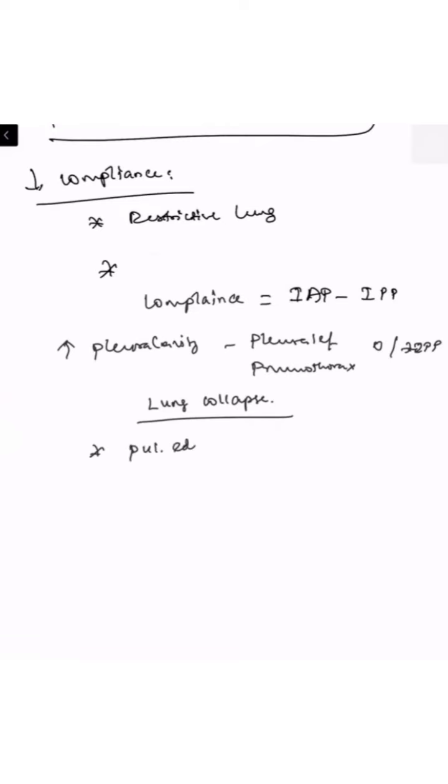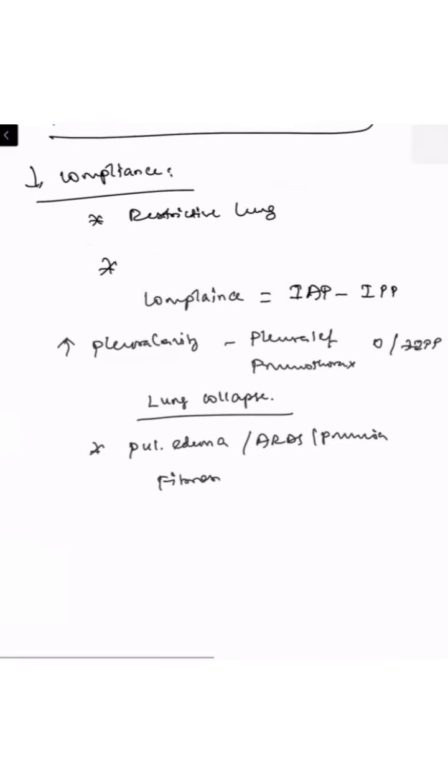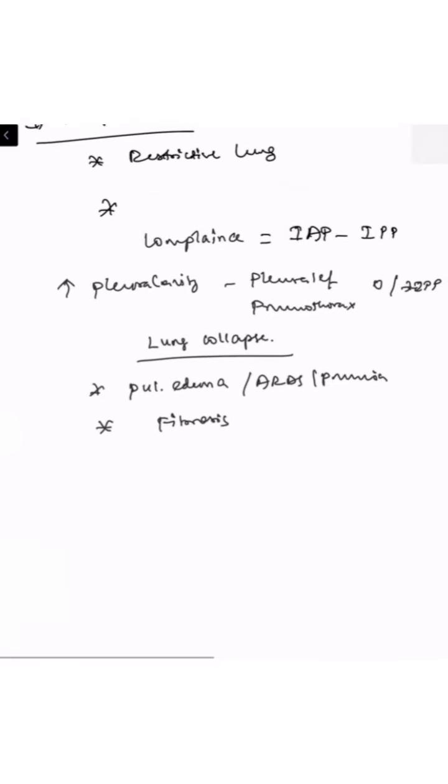When the patient has pulmonary edema, the lung will automatically go for passive collapse, and ARDS, pneumonia, fibrosis, all these pathological mechanisms will cause a decrease in compliance. So in all these conditions, you will have increased P plateau values.